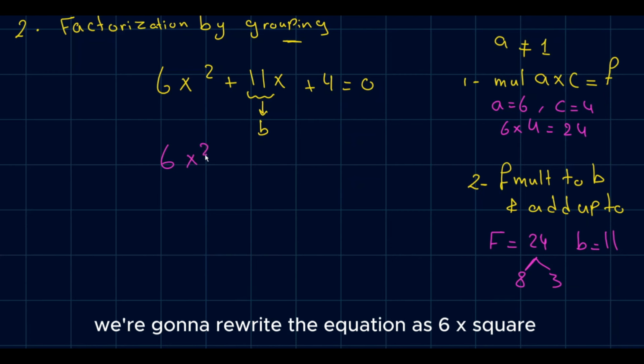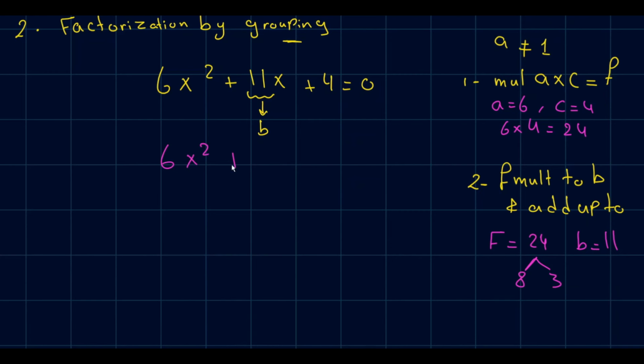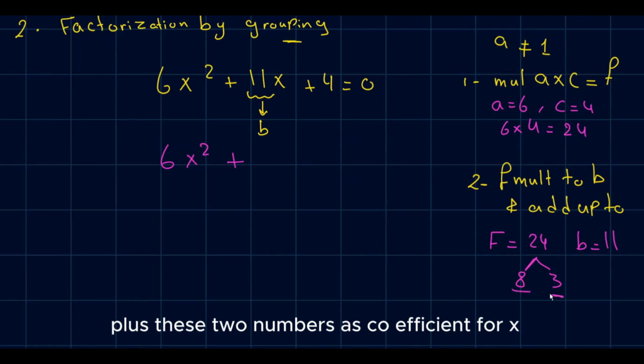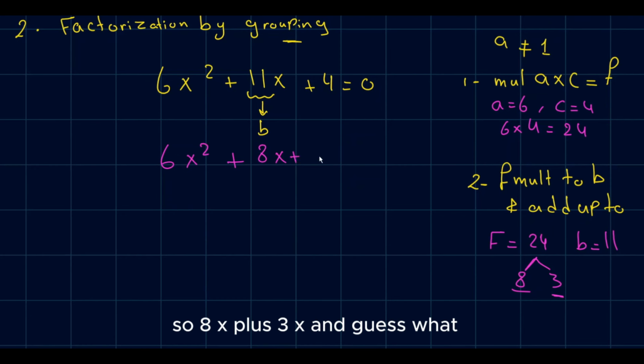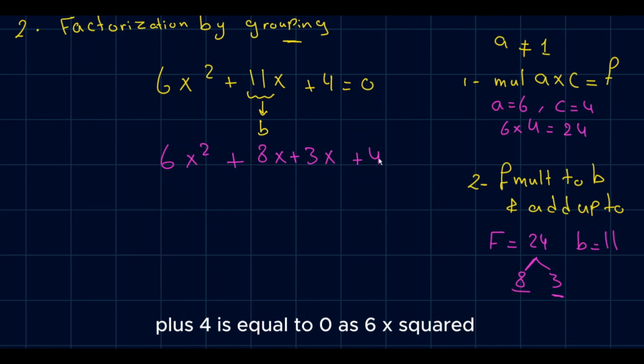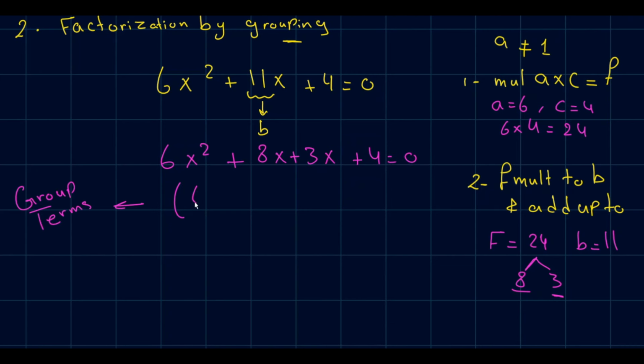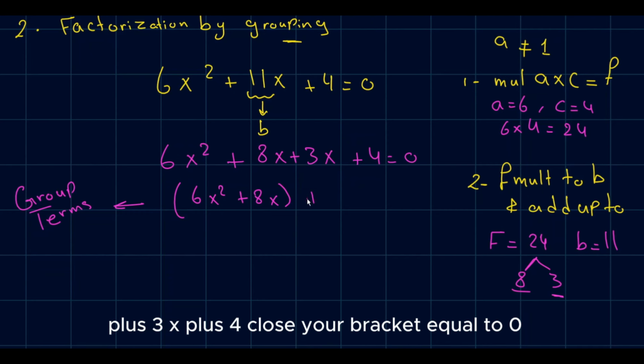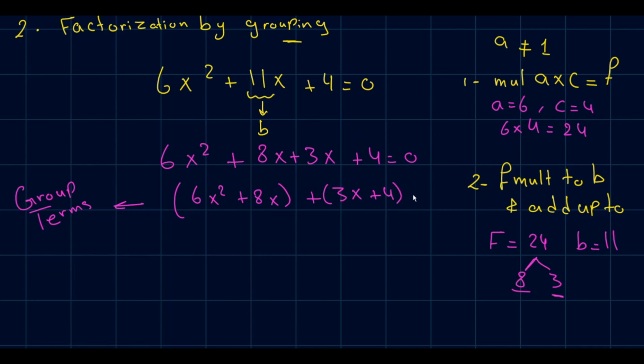We're gonna rewrite the equation as 6x squared plus these two numbers as coefficients for x. So 8x plus 3x, and guess what? 8x plus 3x is equal to 11x. Plus what? Plus 4 is equal to 0. So we have 6x squared plus 8x, plus 3x plus 4, close your bracket, equal to 0.